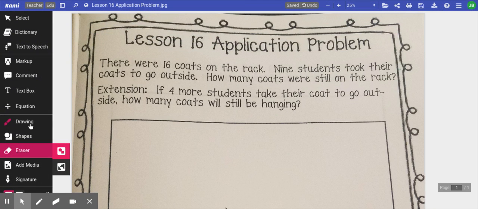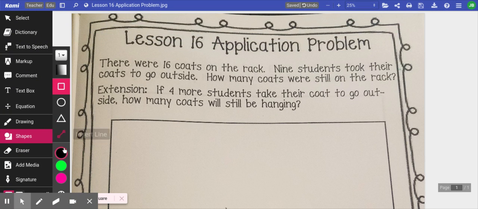Let's do our circling of our units. There are 16 coats on a rack. So let's circle 16 coats on the rack, 9 students. I'm going to circle 9 students took their coats. So units change from coats to students, but students took their coats. So I'm going to circle this one to go outside. How many coats were still on the rack? I'm going to just circle that coats because that's still dealing with the same unit.